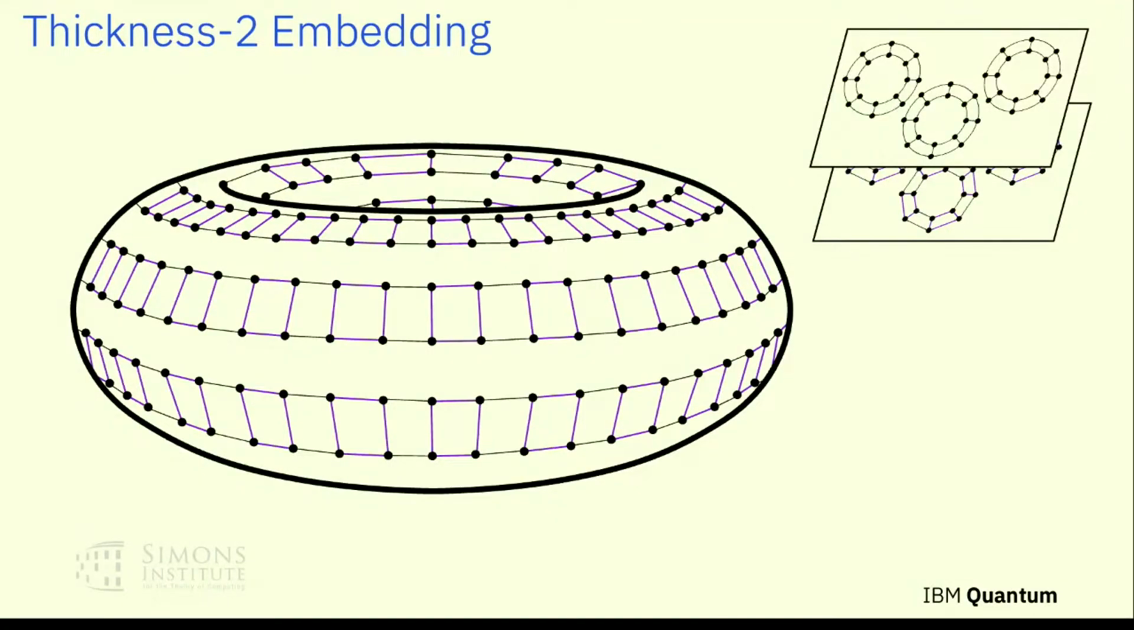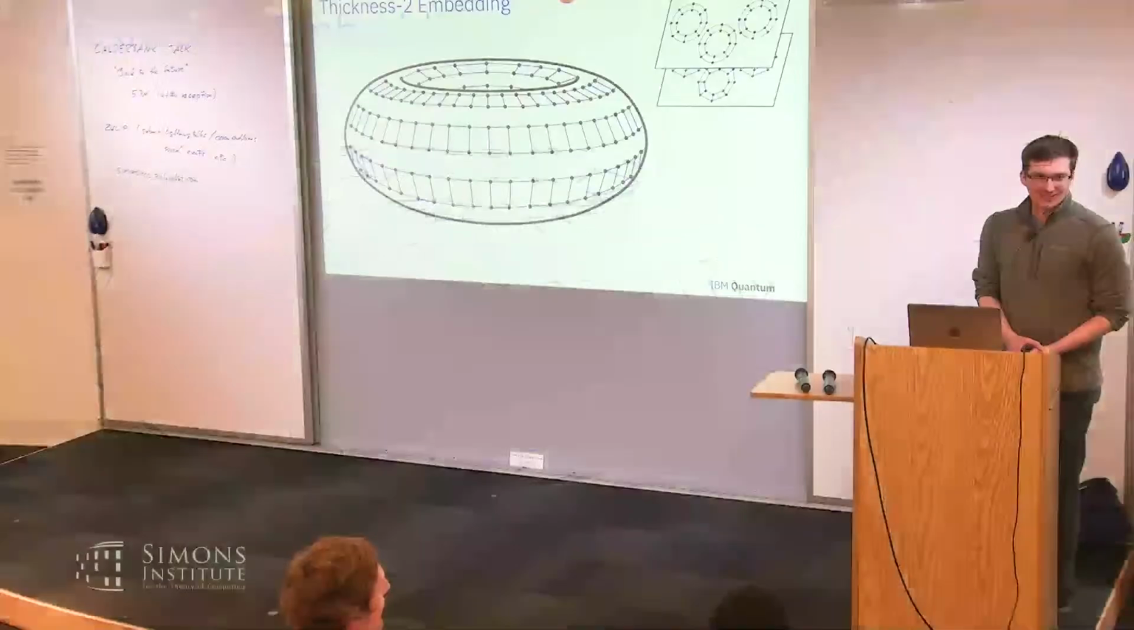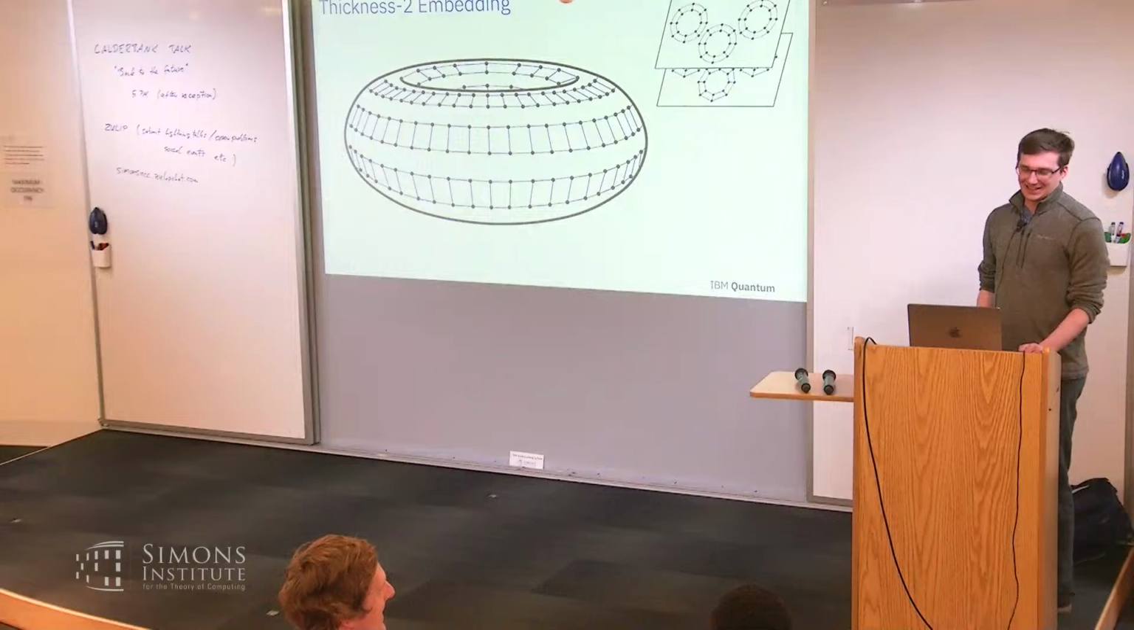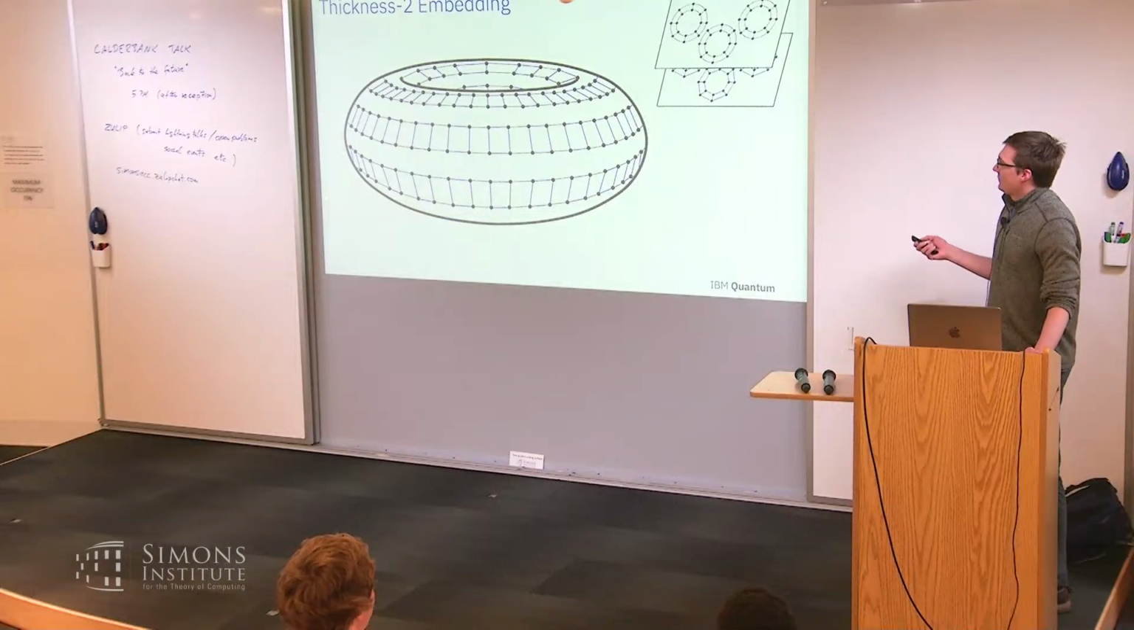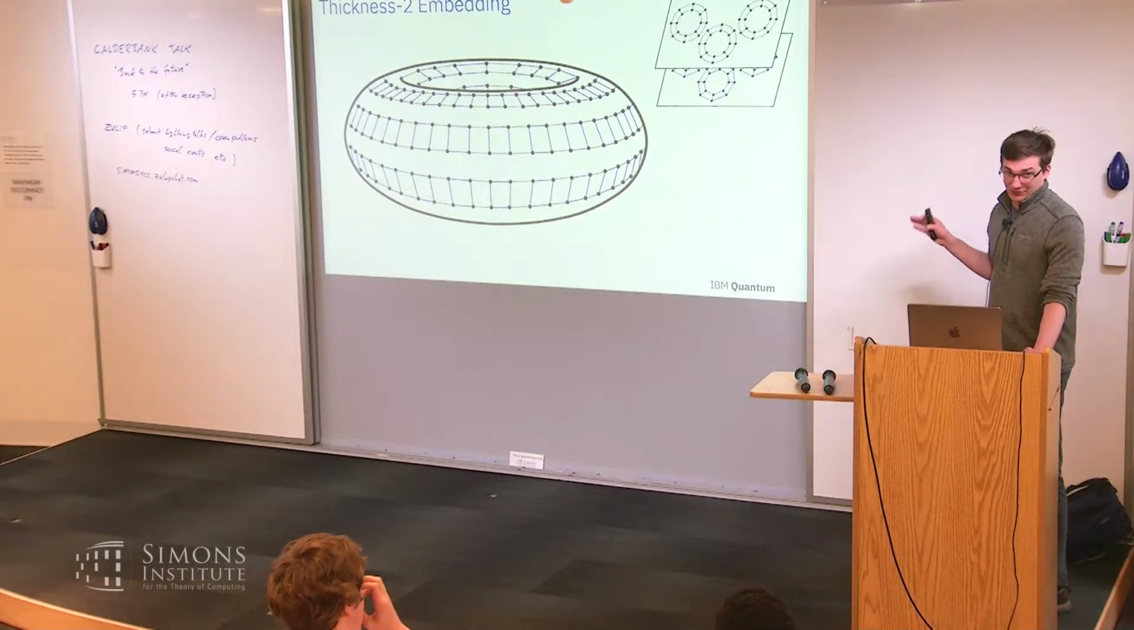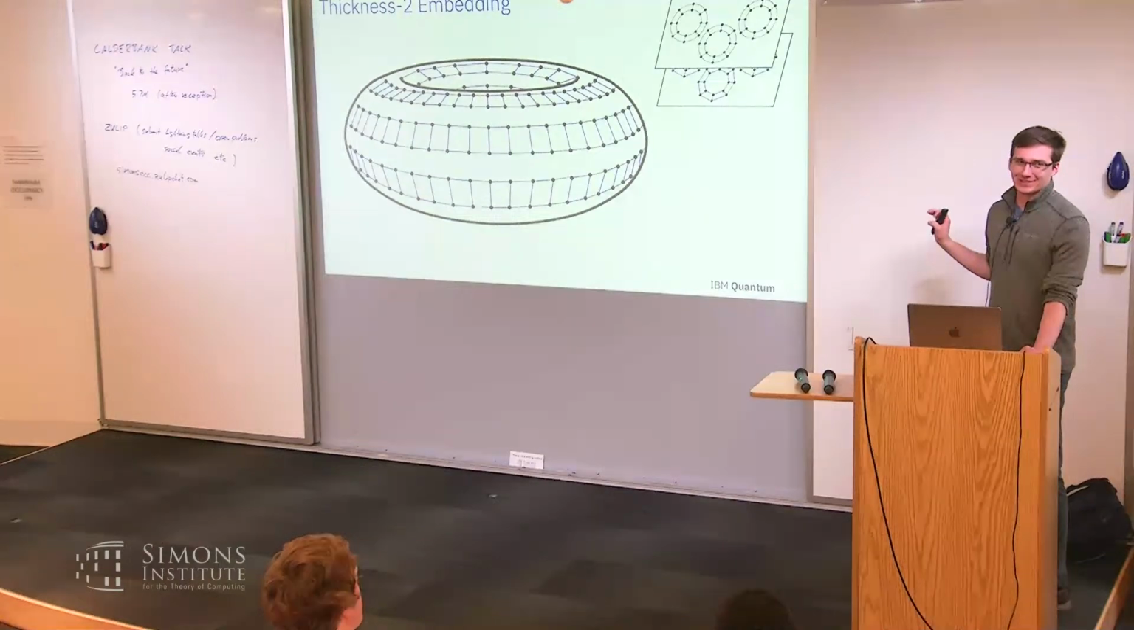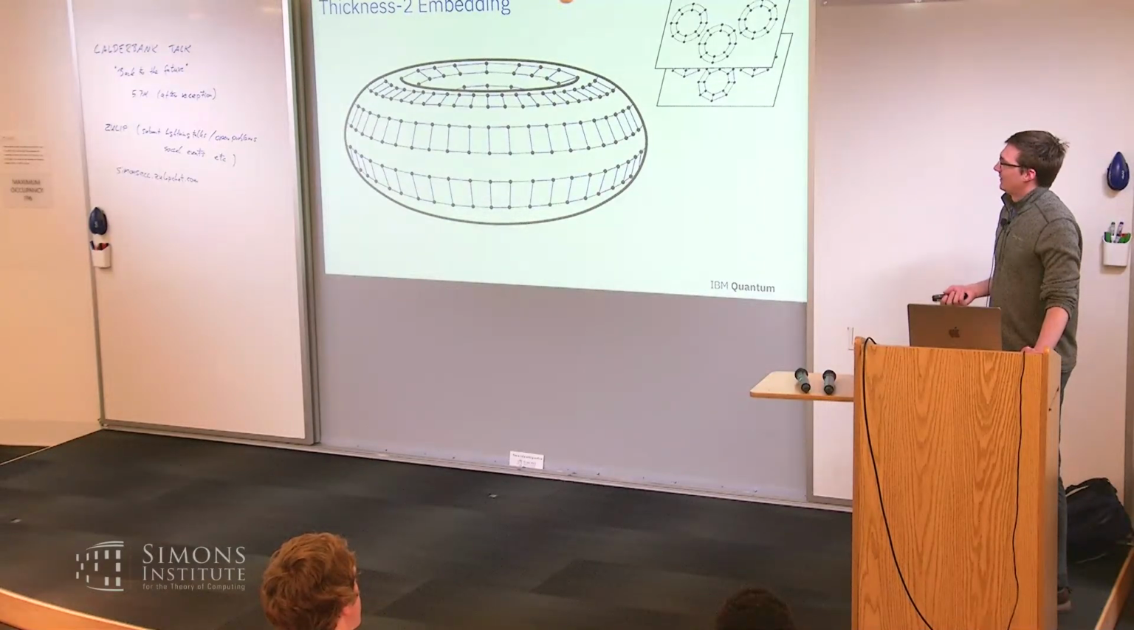Has anyone at IBM sat down for a day and tried to draw out the 144 qubit layout, just to see what it looks like? Yes, it's a little crazy. I think if you restrict yourself to the strict thickness 2, it's even more crazy.